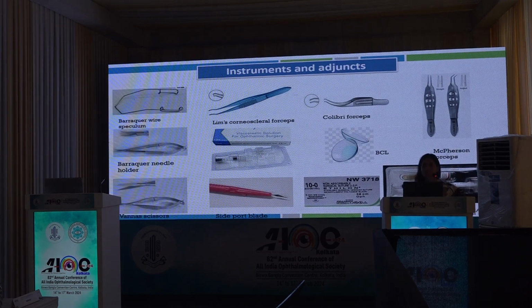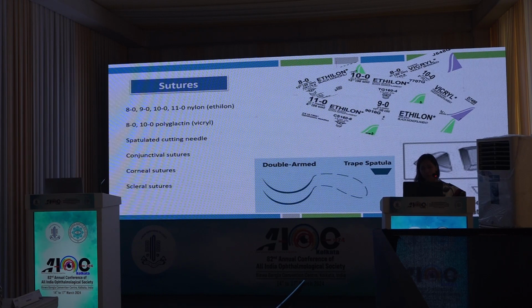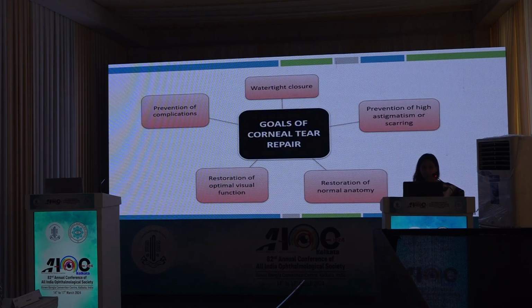Most of the instruments that we need for these surgeries are already available in our OT, so nothing extra is required. The suture we most commonly use for corneal suturing is 10-0 nylon. However, for very large tears or if there's tissue loss, you may have to use thicker sutures, sometimes 8 or 9-0. And of course, a conjunctival or a scleral tear would require an absorbable suture like Vicryl. Usually they would be spatulated needles, so most of the time it's the same thing we do.